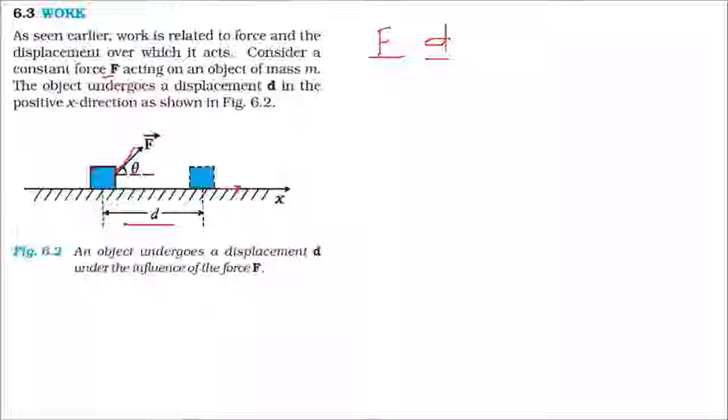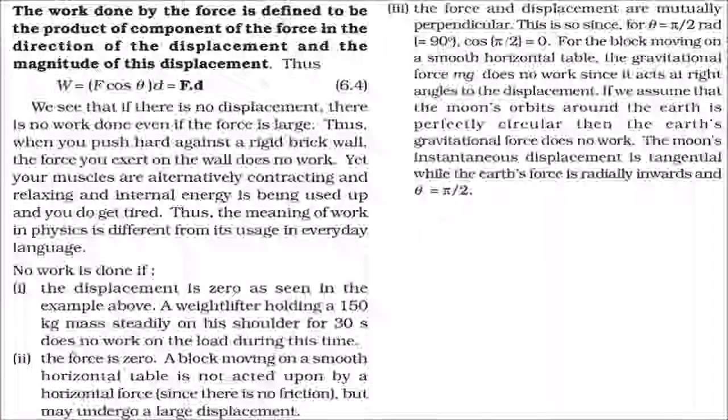Now, what are the components of force F? This is F cos theta, in the direction of displacement, and this is F sin theta, that is perpendicular to the direction of motion. So, the work done by the force is defined to be the product of the component of the force, that is F cos theta, in the direction of displacement and the magnitude of this displacement. We just found out that the component of force in the direction of displacement is F cos theta. So, F cos theta into D, F dot D.